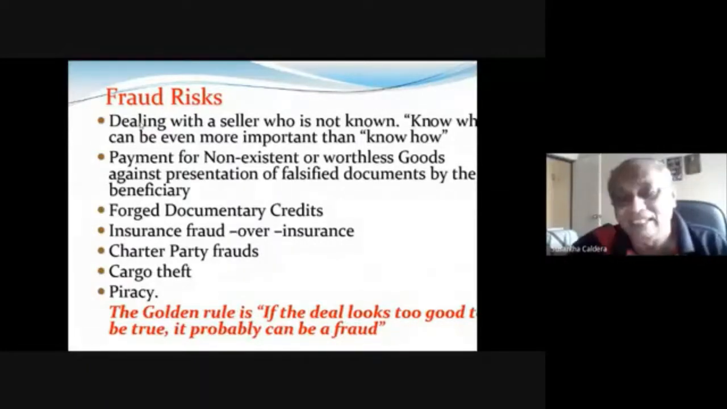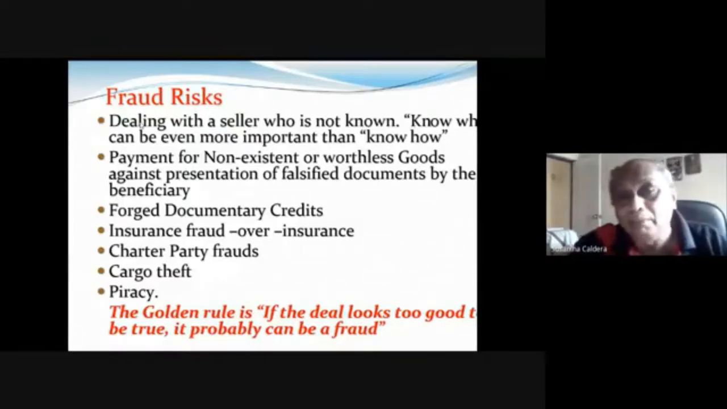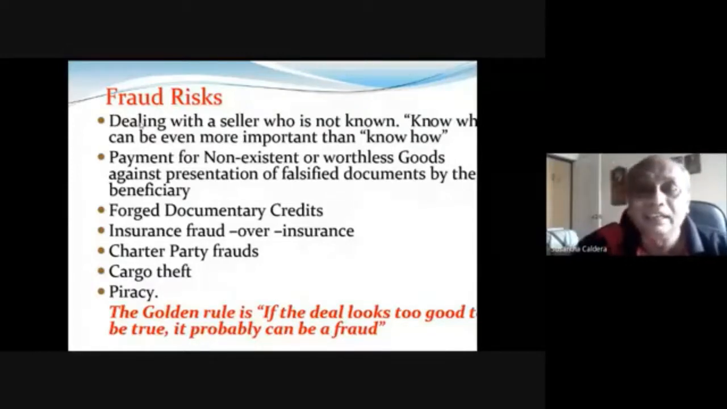KYC. Right? Now, in international trade, that is why I have mentioned know who can be even more important than know how. Without the know-how, you can't do international trade. But the more important thing is, more than the know-how, you should know with whom you are dealing. Know who can be even more important than know how.